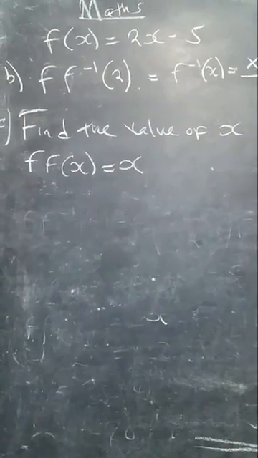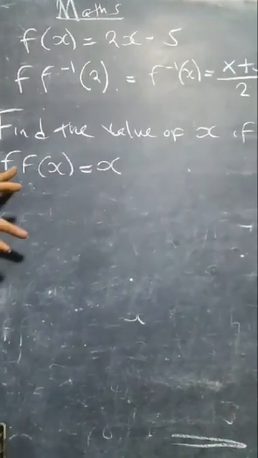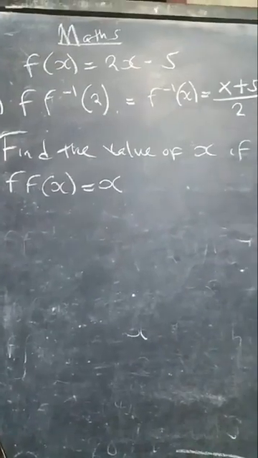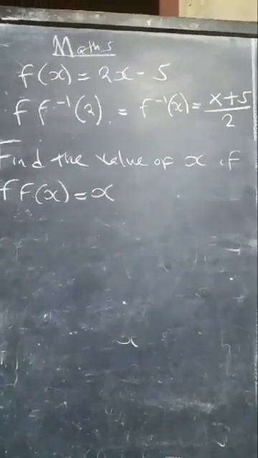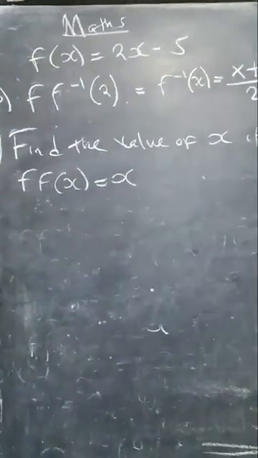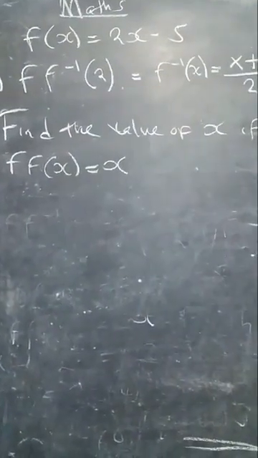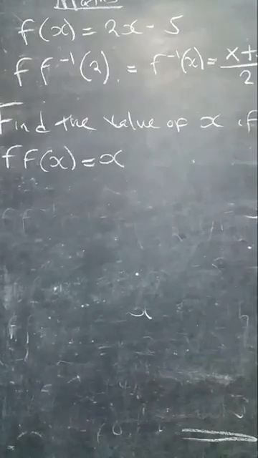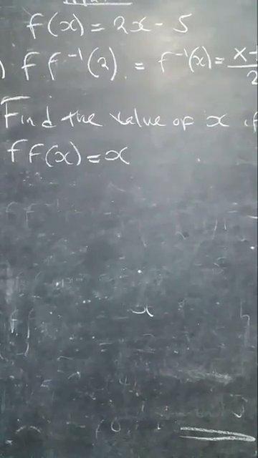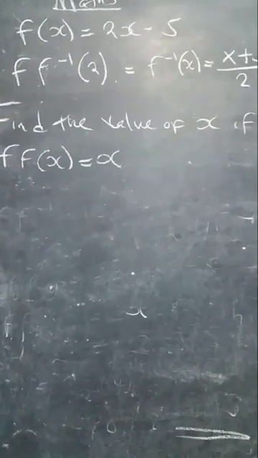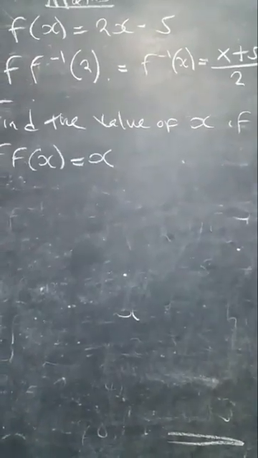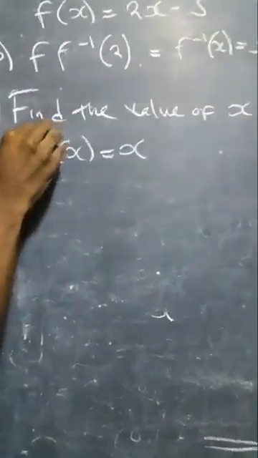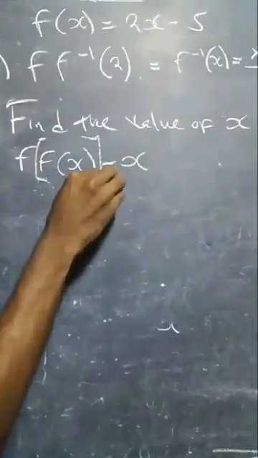So we can now continue. F of x, it's a function. So this is a function of a function. Again, a function of a function. So what do we have here? We have this. We can put that there.